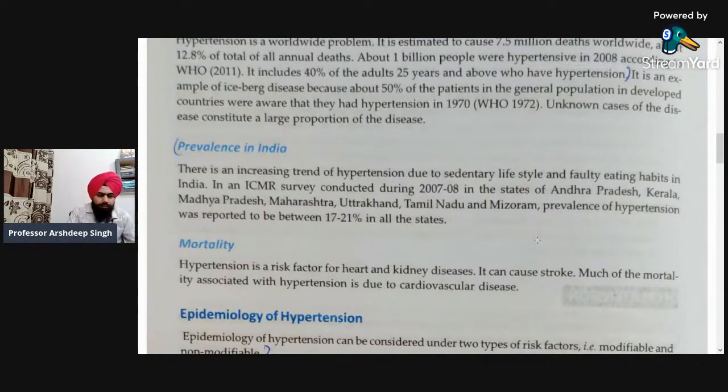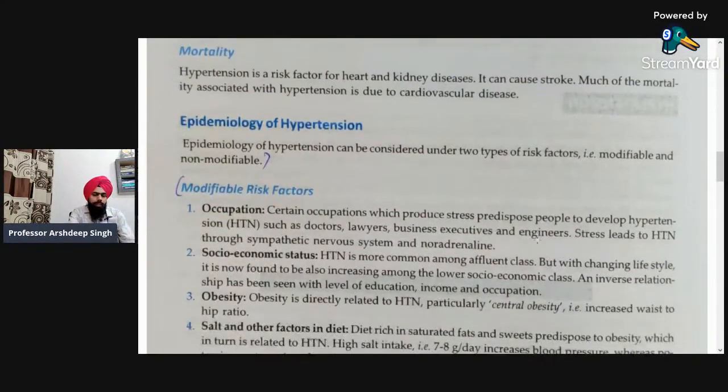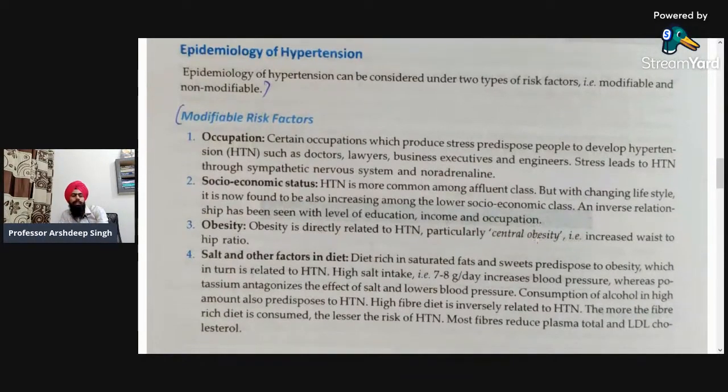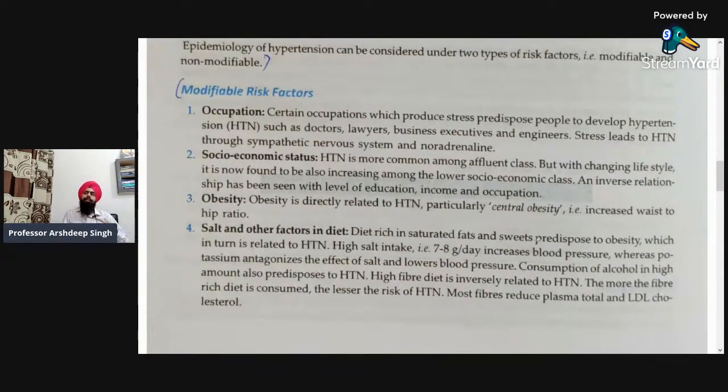Okay, next is the epidemiology of hypertension. In epidemiology, it would include two parts: the modifiable risk factors, and second, the non-modifiable risk factors. Modifiable means the risk factors which we can modify and prevent the further worsening of the condition, like hypertension. So what are these modifiable risk factors? The factors which we can modify so as to prevent cases of hypertension.